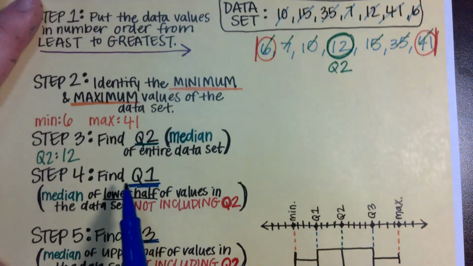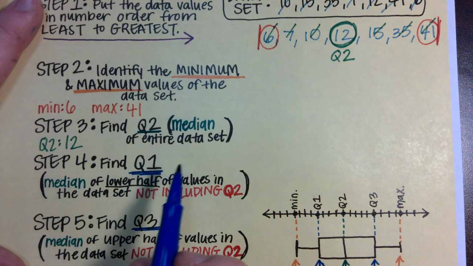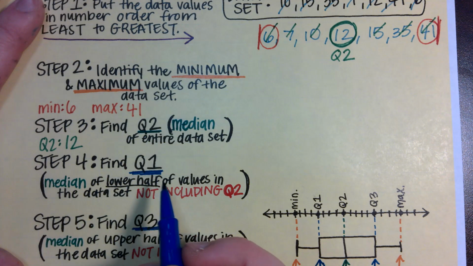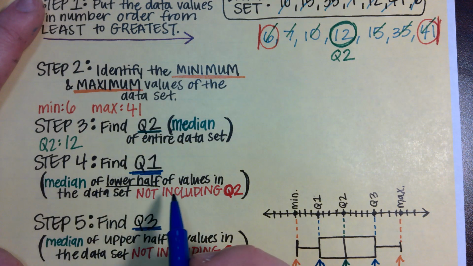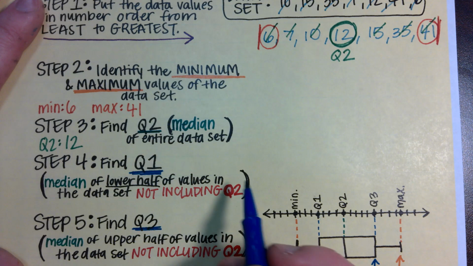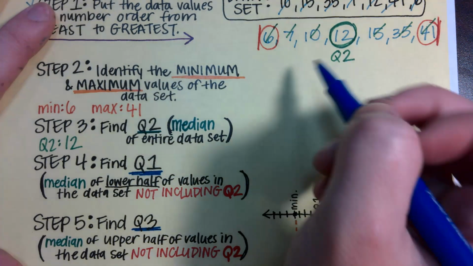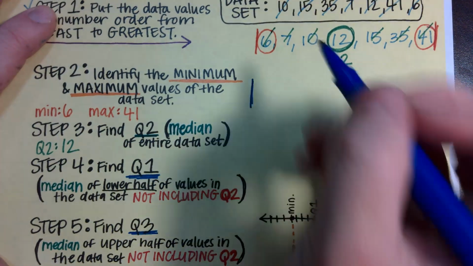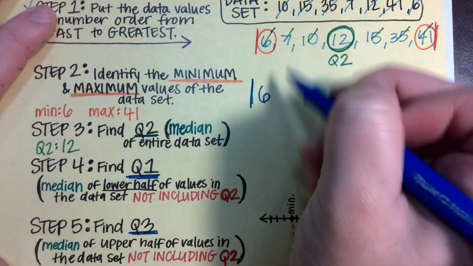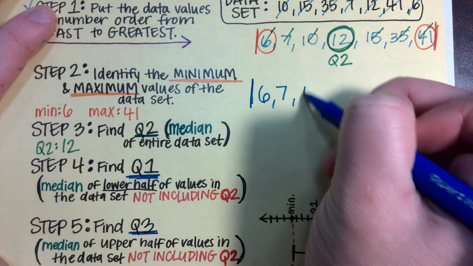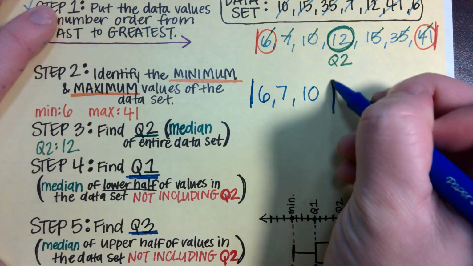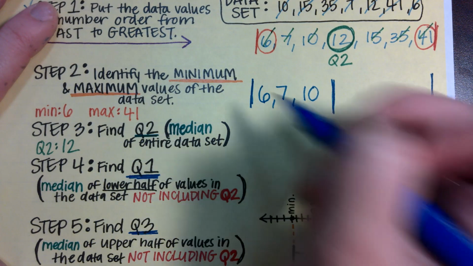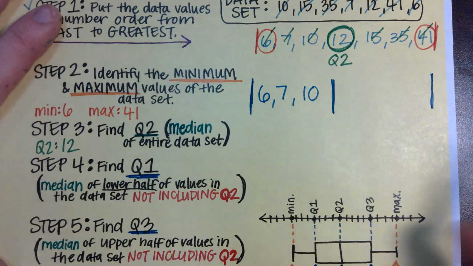So for step 4, we're finding Q1. The Q1, quartile 1, is going to be the median of the lower half of values in the data set, not including the median we just found, not including Q2. So I like to bring my data values down. I've got 6, 7, 10, and this is where 12 was, so we're going to end it there. Okay, and then there's the rest of my data. I just am not going to write it in.